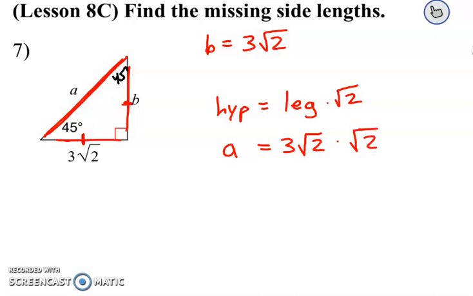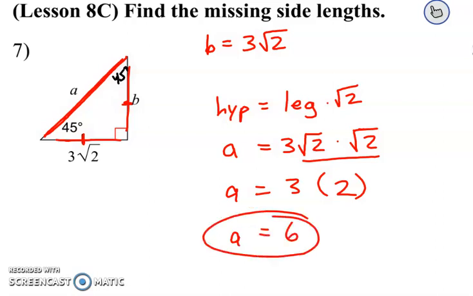Okay, so we've got A on this side, 3 times square root of 2 times square root of 2. Those two things together, square root of 2 times the square root of 2, equals 2. Bring down your 3. A must be 3 times 2, which is a value of 6. This entire distance of the hypotenuse here is 6. I know that that's true because I got it from this formula, which only works in a 45, 45, 90 degree triangle.